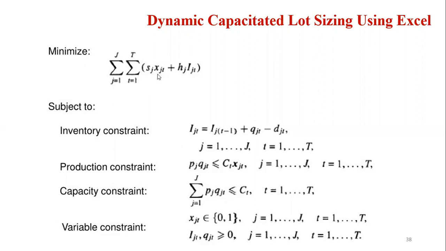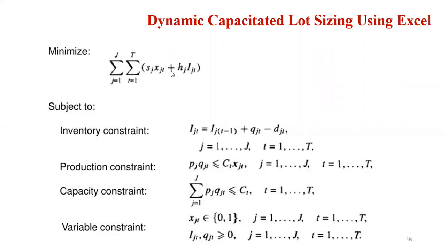XJT is a binary variable; when it is 1, it means we are giving the order, or we have set up a machine. In a production environment, this is considered a setup cost. In an inventory scenario, it would indicate whether we are giving the order or not. Right now I am using the production environment perspective. So SJ is basically the setup cost, and XJT indicates whether we have set up the system for that particular product or not for the production.